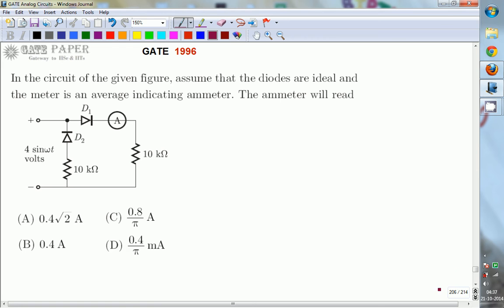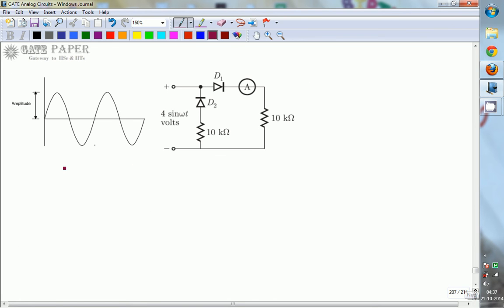The input for the circuit is 4 sin omega t. This is a sinusoidal signal whose values vary between +4 and -4 volts, a total of 8 volts peak to peak. Every sinusoidal signal centered at 0 DC has one positive half cycle and one negative half cycle.